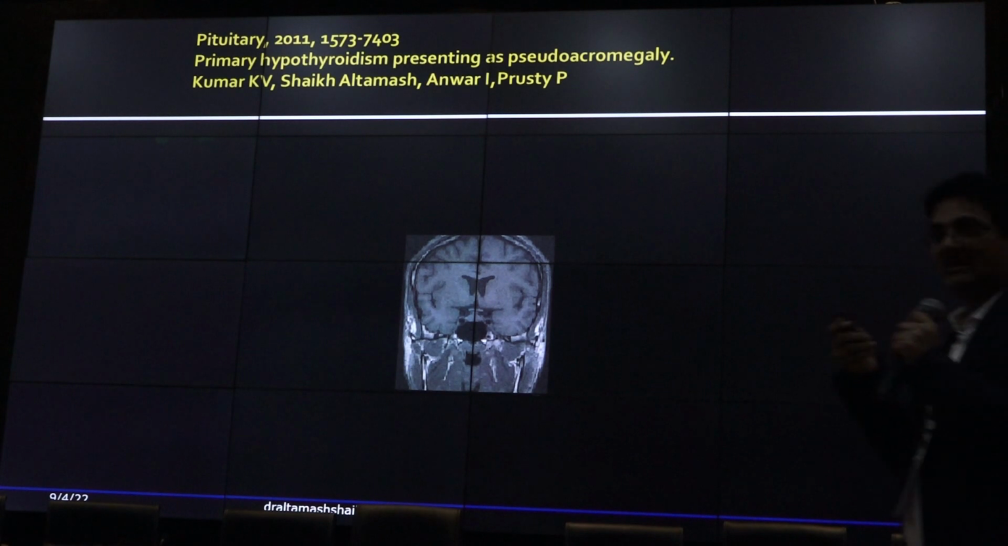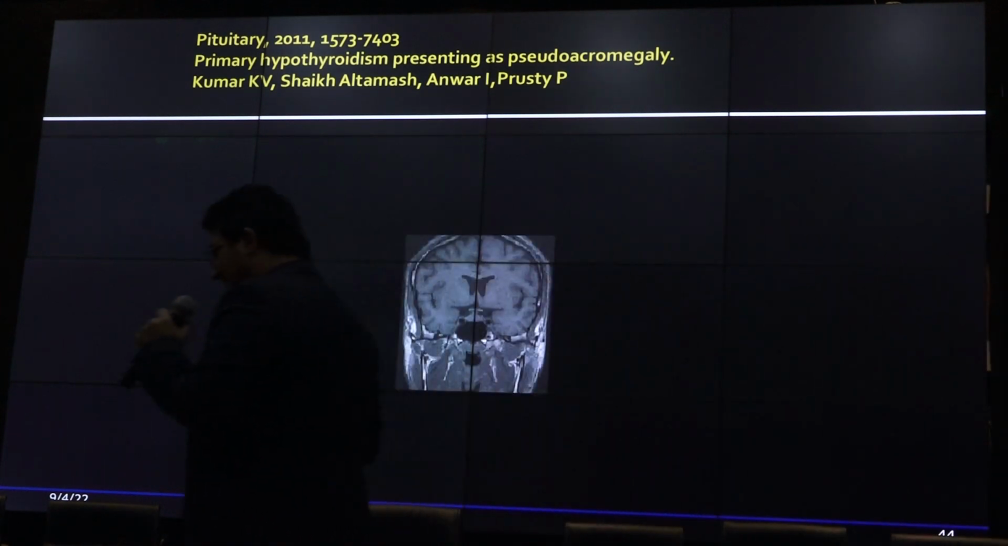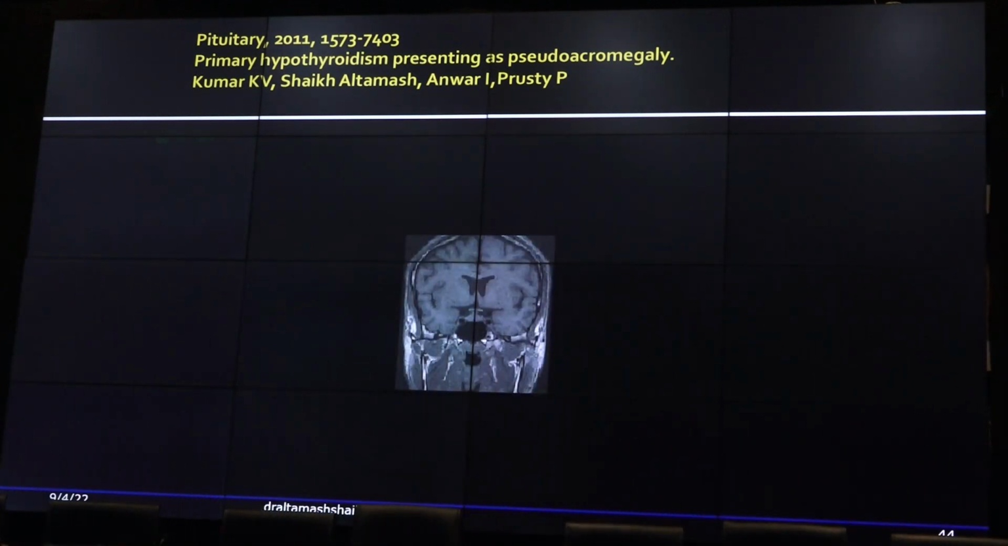The problem was in the lab which was doing TSH. The TSH was repeated, TSH was shown to be very high. In subsequent examinations, this patient actually had pseudo-acromegaly. Full marks once again to you. So this was one of the first cases presented from India. Primary hypothyroidism presenting as pseudoacromegaly.